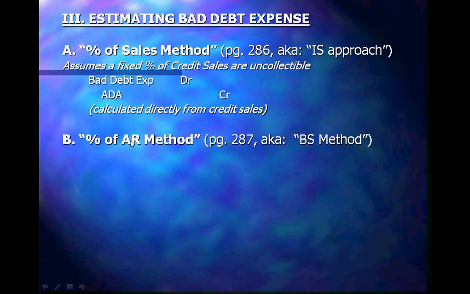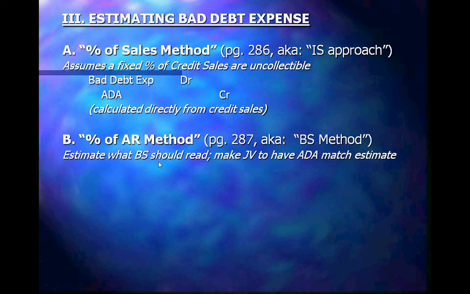Okay, the percent of accounts receivable method, also known as the balance sheet method, is a little bit different. You estimate what the balance sheet should read at the end of the period, meaning what the actual accounts receivable balance should read, and then you make a journal entry or a journal voucher to have the allowance for doubtful accounts match that estimate.